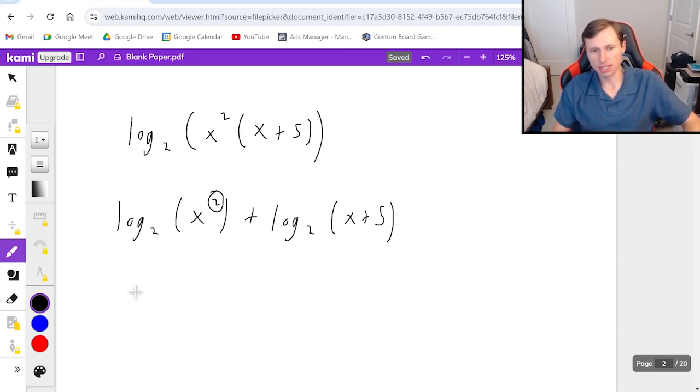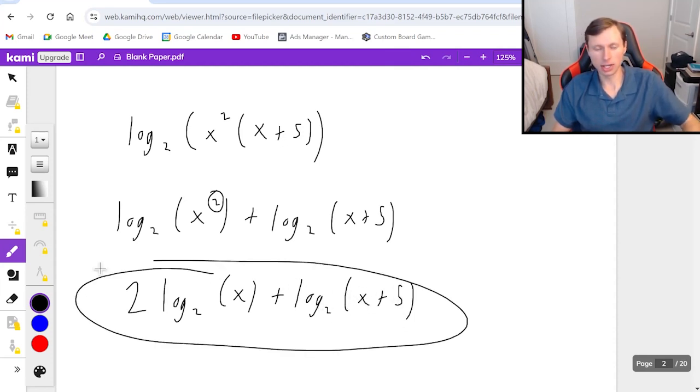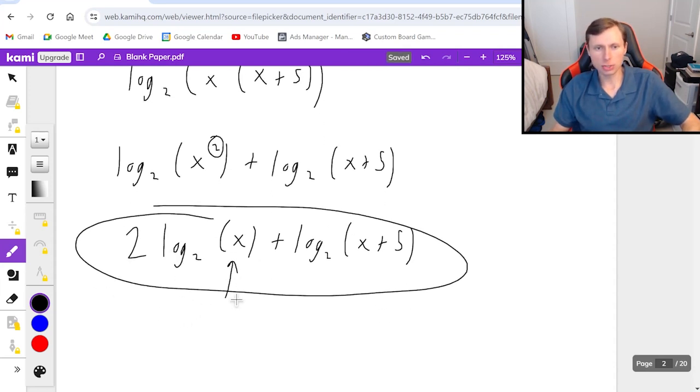So I can rewrite this as the final answer, 2 log base 2 of x plus log base 2 of x plus 5. And there we go. By the way, as far as parentheses go, the parentheses on this one are optional because it's just one term, but there needs to be parentheses around the x plus 5 because there's two terms there. So that's like a fun fact.